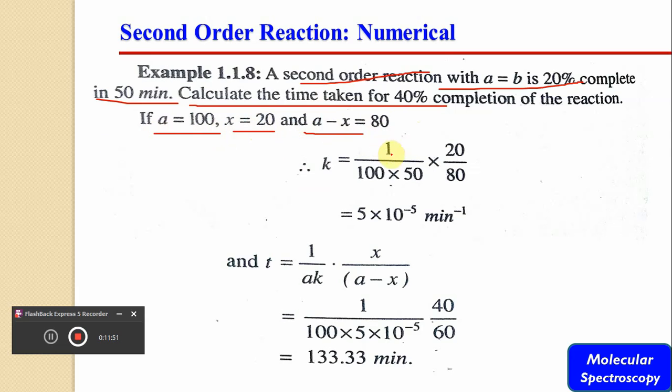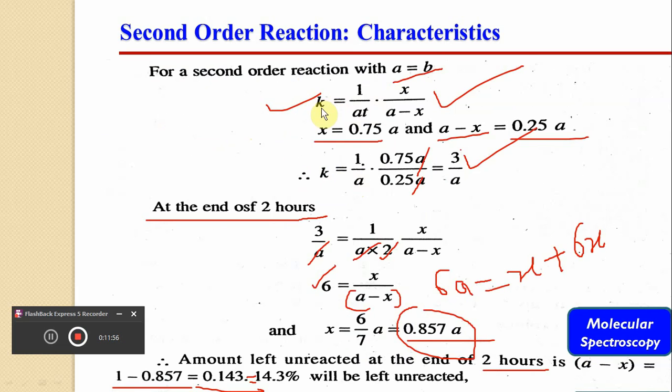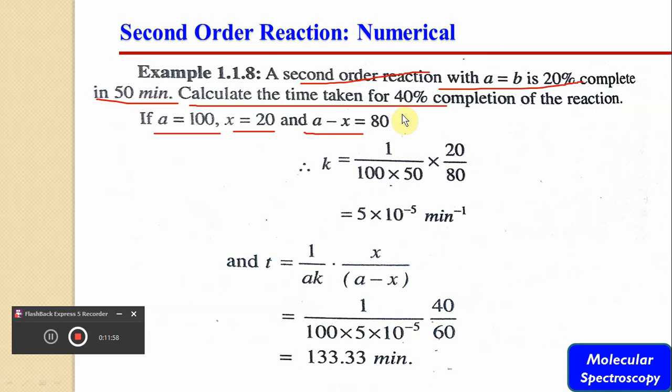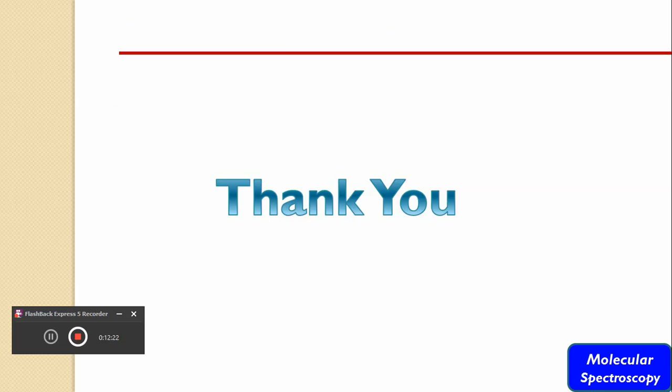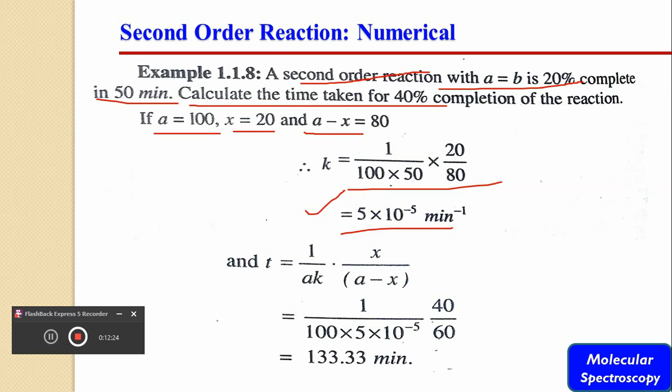If you put all these values in the equation k is equal to 1 upon a into t into x upon a minus x, definitely a is equal to 100, t is 50, x is equal to 20, and a minus x will be definitely 80. After solving all this we will get the value of k as 5 into 10 raised to minus 5 per minute.